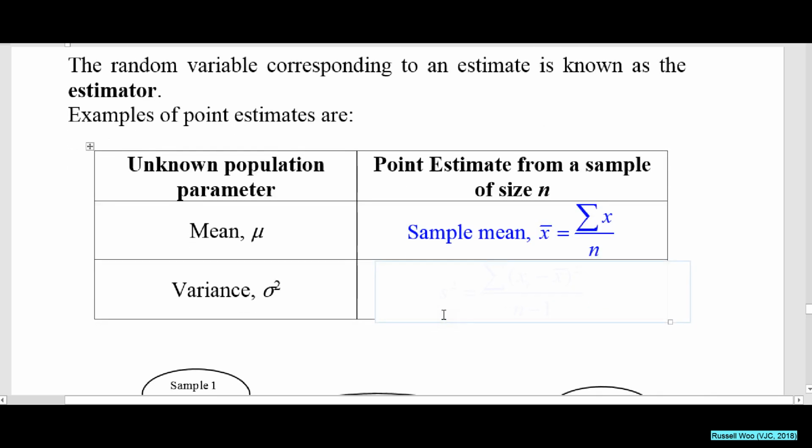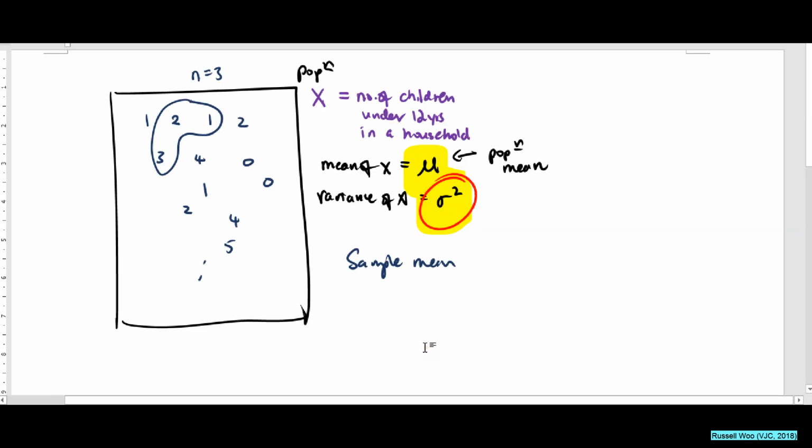Now, then I went on to ask all of us, what if I want to estimate the population variance? So, when we say sample mean is, let's say, the 3 data here, 1, 2, 3, the sample mean is 1 plus 2 plus 3 over 3, you get 2. Now, how do we estimate the population variance? This one.